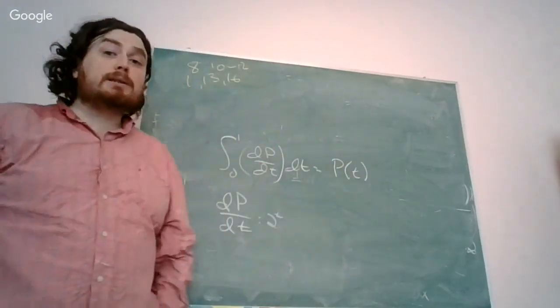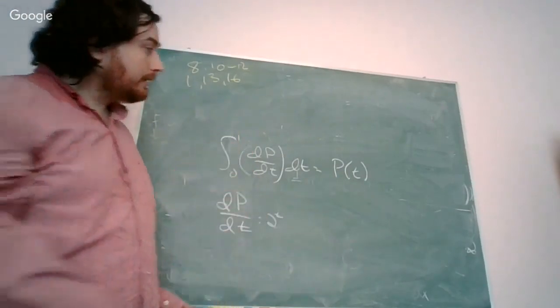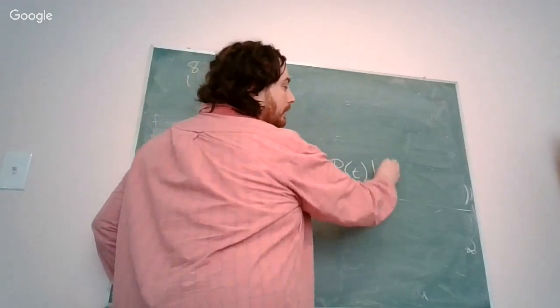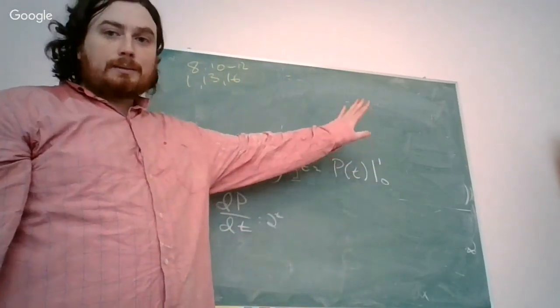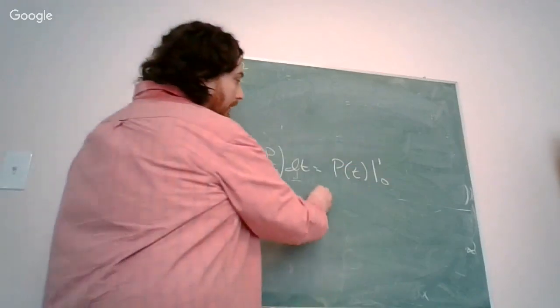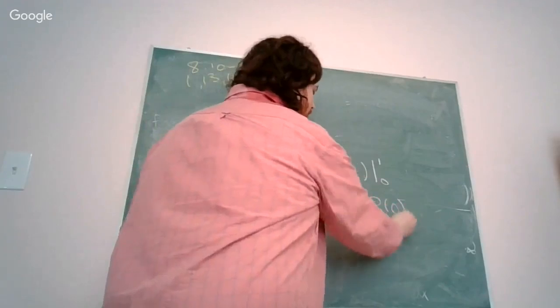So the population as a function of time. And now they're saying evaluate that from 0 to 1. So the antiderivative is the original. I evaluate, plug in 1, minus plug in 0. And so I get p of 1 minus p of 0.